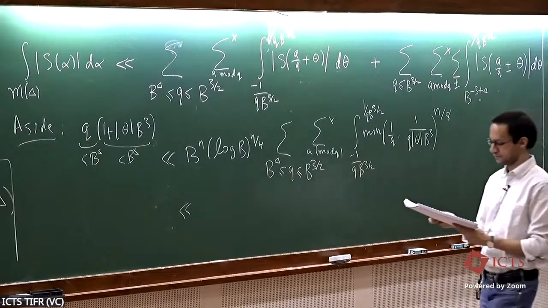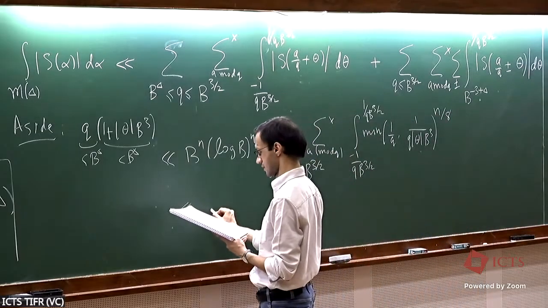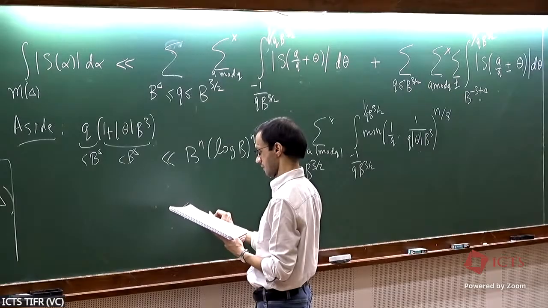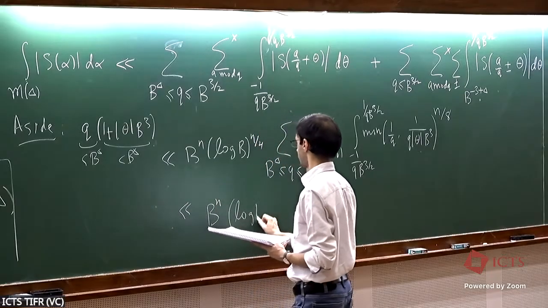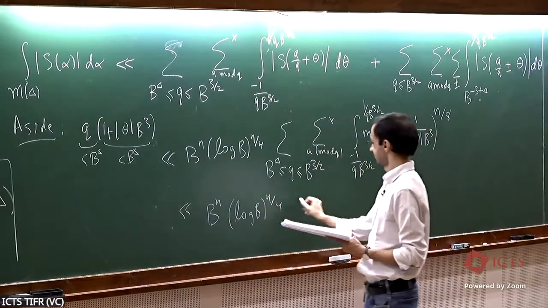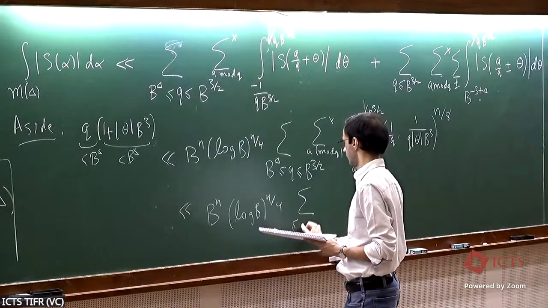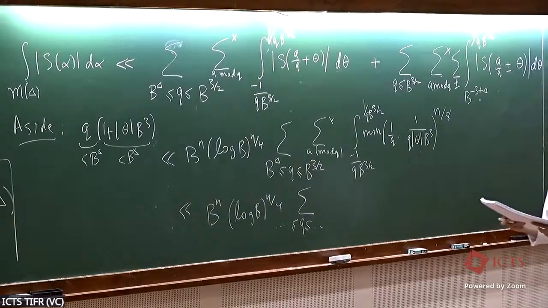Yeah, so if one does this, this is going to be less than what? B to the n log b to the n by 4. And then we have a q sum between something and something, right?